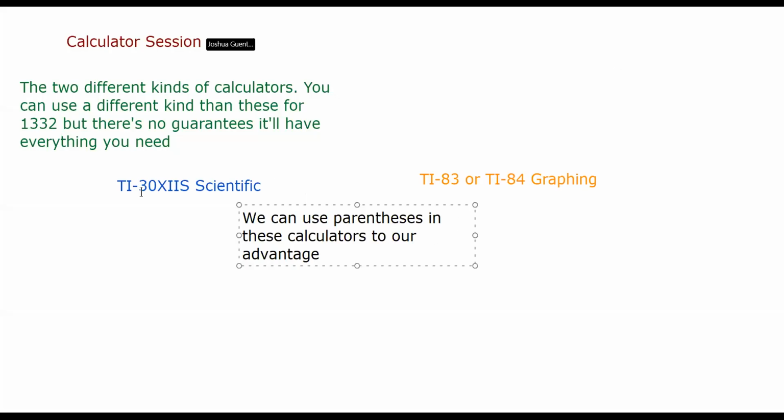We can use parentheses in either the TI-30X2S scientific calculator or the TI-83/84 graphing calculator. The scientific calculator is nice because it's cheap. You can get it anywhere. You can get it at the Weatherford College bookstore. The graphing calculator is a little bit more expensive, but it has a completely different set of useful functions that we can do with it.